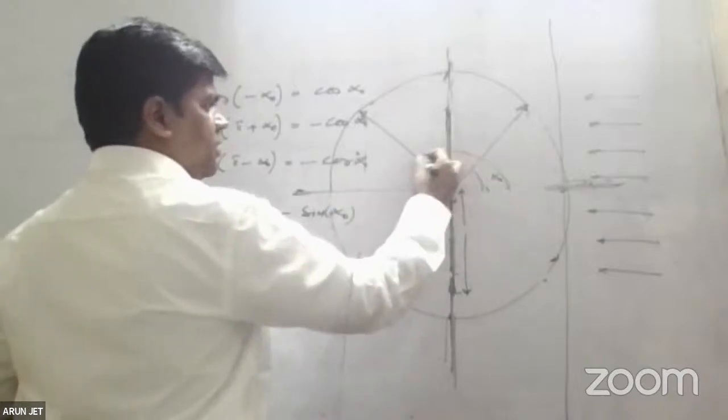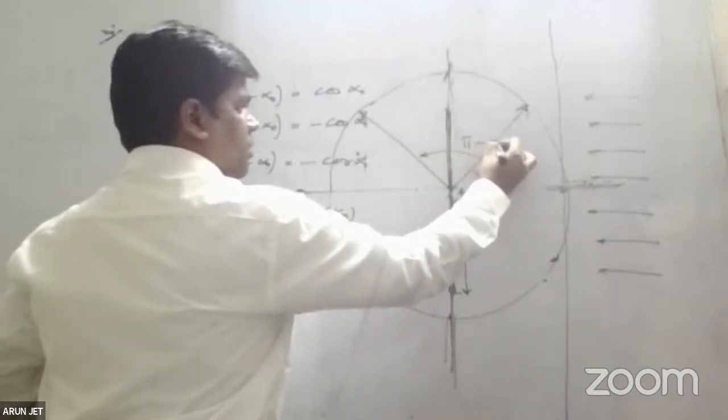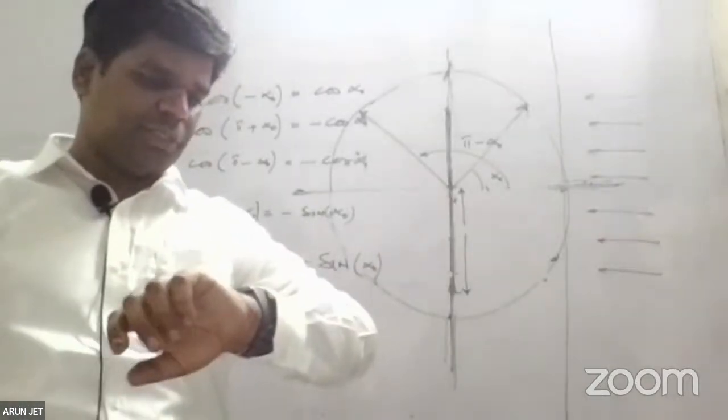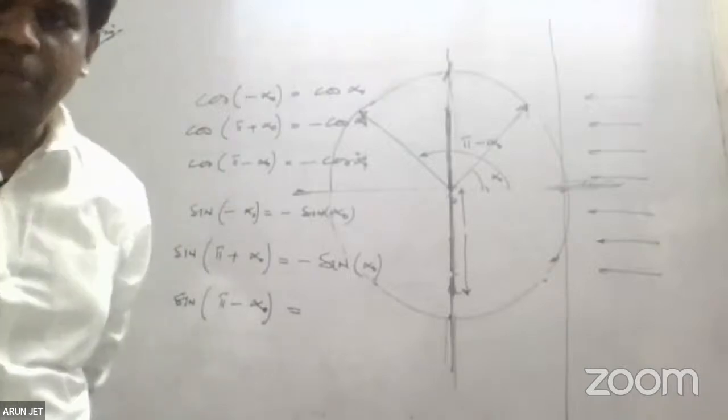If this is alpha, this is pi minus alpha. Now tell me whether it's equal to sine alpha or minus sine alpha. Quick, this is the last question we'll do. We'll have to move on to chemistry as well.